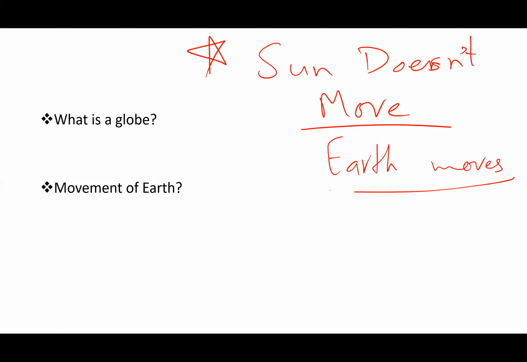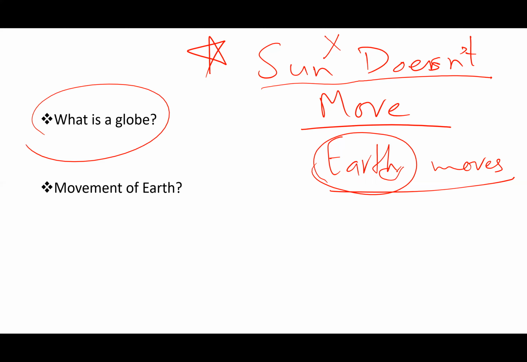A lot of times we say that the sun is rising and the sun is setting, but it's not actually the sun which is moving, it's actually the earth which moves. It seems as if the sun is moving, but it's the earth which moves, and which causes the days and nights and seasons and years. It's not the sun.